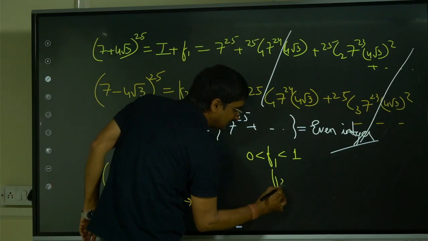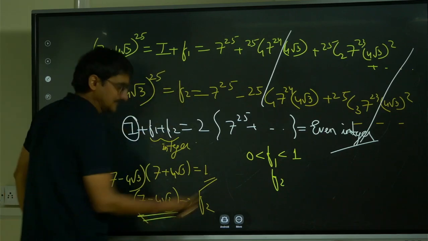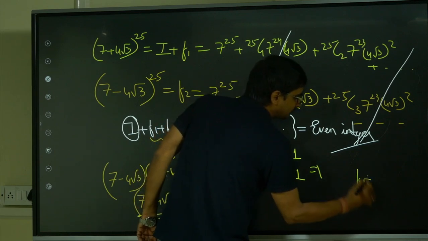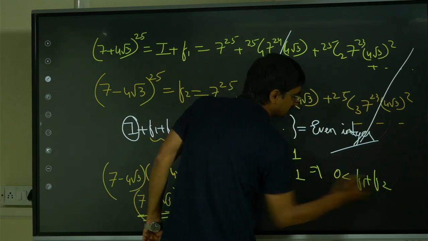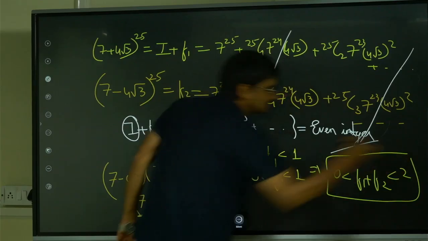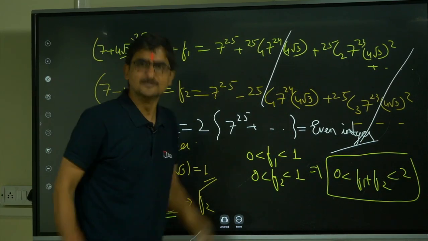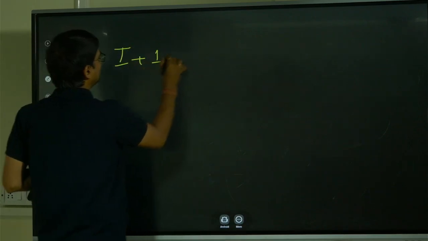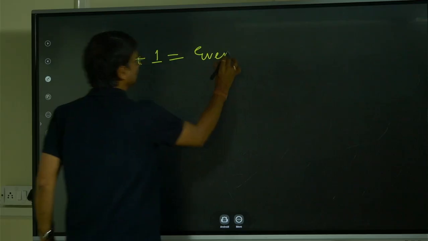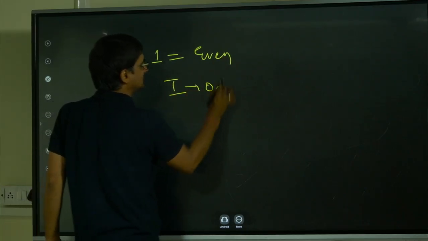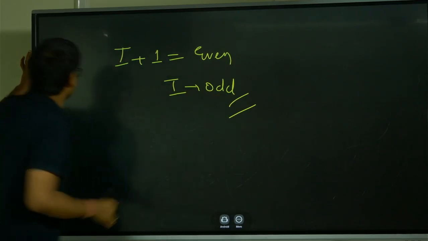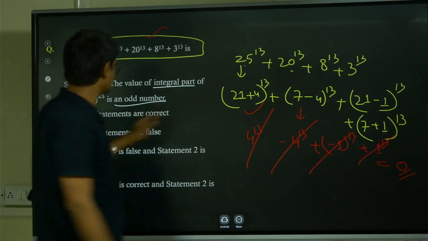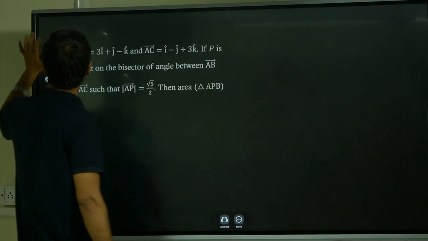Similarly f2 is not 0 and is less than 1. You add them, f1 plus f2 is greater than 0, less than 2. Only one integer is possible between 0 and 2, both ends open, and that is 1. So this is nothing but I plus 1 is equal to even, so I is odd. That's it. So both the statements are true. There's nothing about explanation, so both are correct. So that's one interesting question.